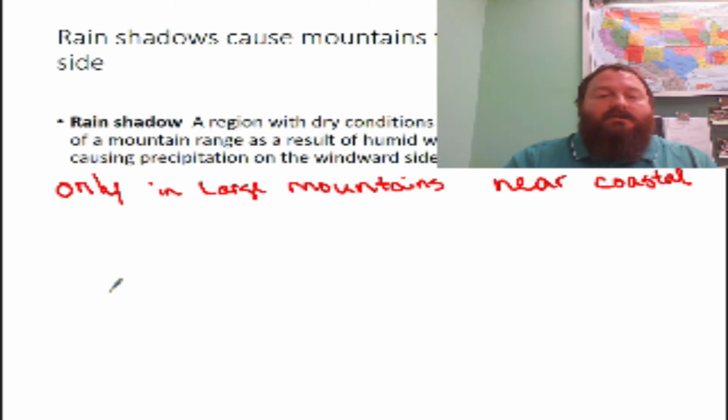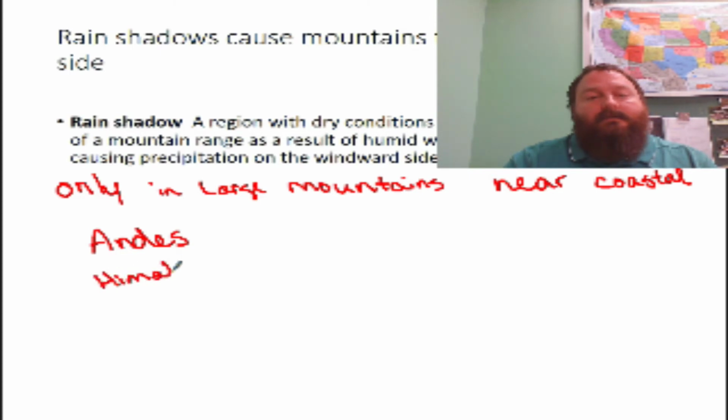So when we look at these ones, we're looking at mountains like the Andes Mountains, mountains like the Himalayas. Those are the types of mountains that we're talking about. When we look off the coast of Oregon, there's the mountain range that runs through northern California, southern Oregon, all those ones. Those would have the rain shadow effect. But the ones that we have in Pennsylvania, we're never going to see the rain shadow effect.